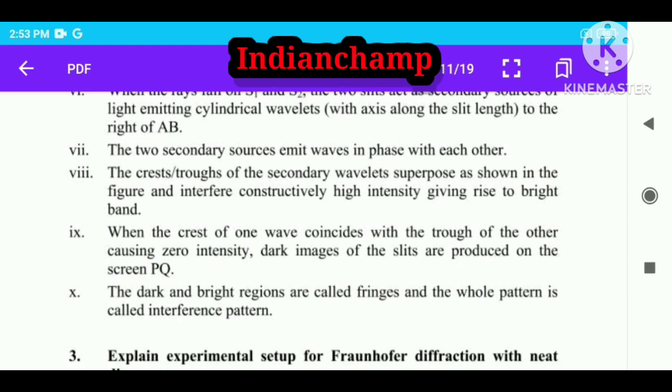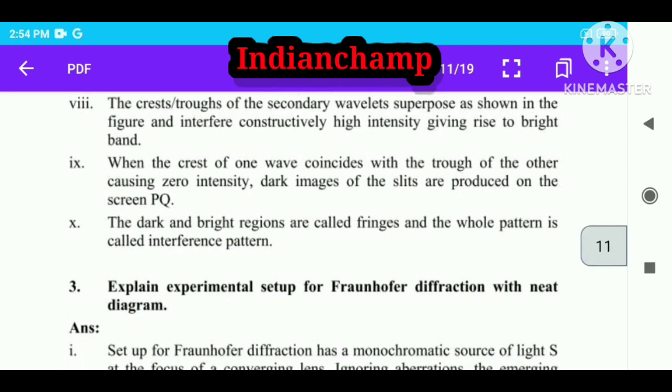Eighth, the crest of one secondary wavelet and the crest of the other superpose as shown in the figure, interfering constructively with high intensity, giving rise to a bright band. Ninth, when the crest of one wave coincides with the trough of the other, causing zero intensity, dark bands and images of the slits are produced on the screen PQ.